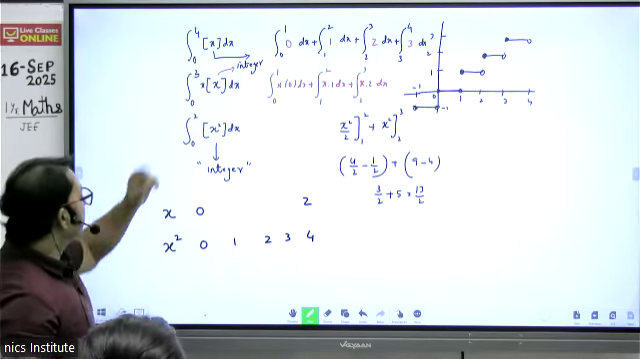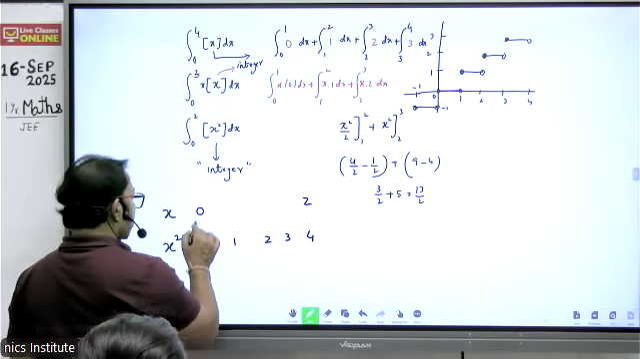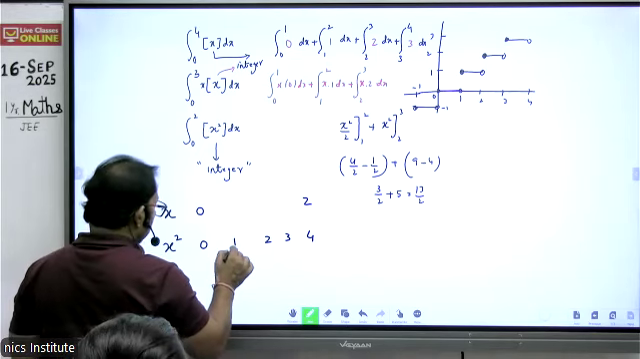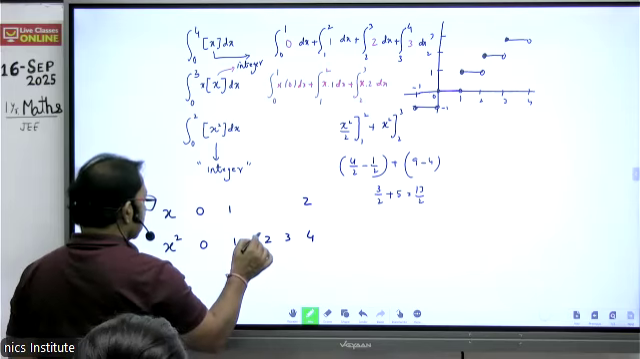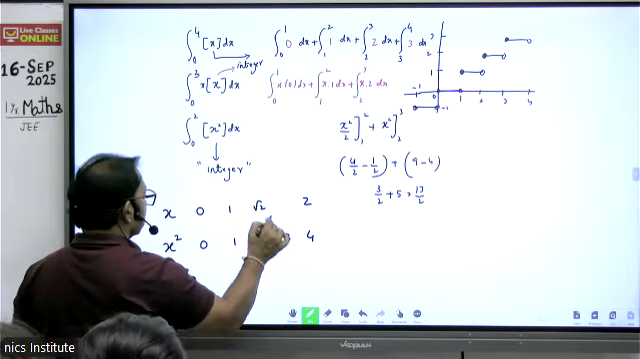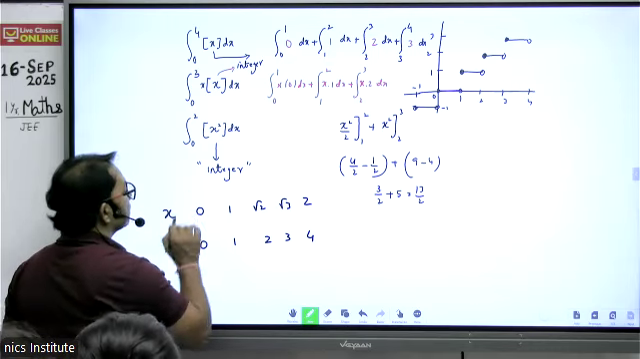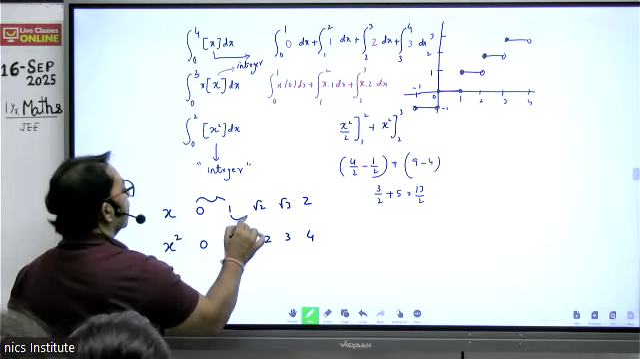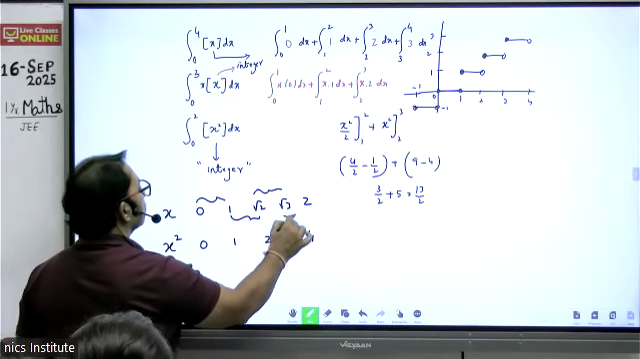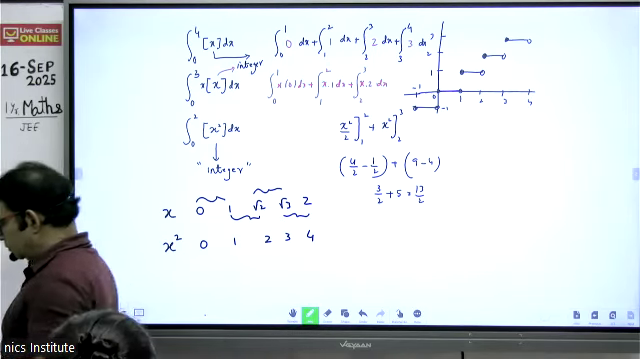लिमिट्स हमेशा x की लगेगी. तो जब x² 0 तो x 0 होगा. जब x 1 है तो x² 1 है, x² अगर 2 है तो x root 2, x² 3 है तो root 3. So limits would be like this: 0 to 1, 1 to root 2, root 2 to root 3, root 3 to 2. ठीक है?